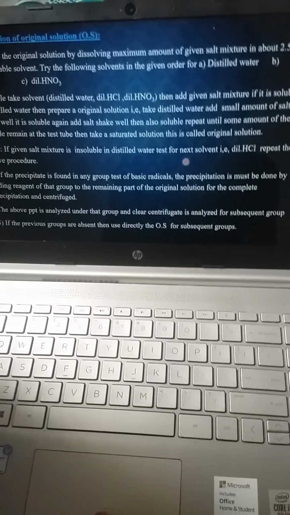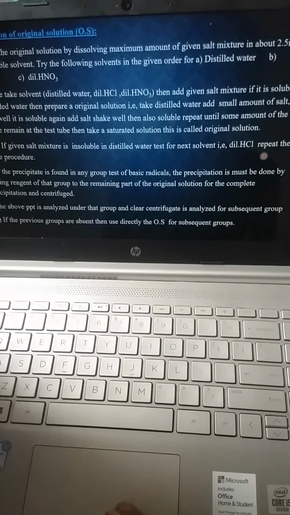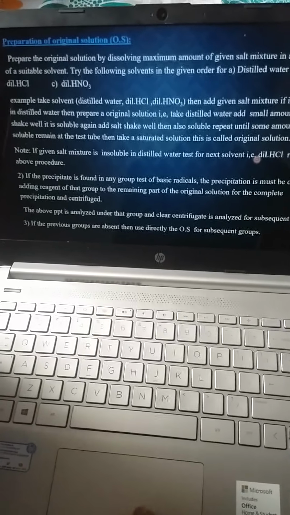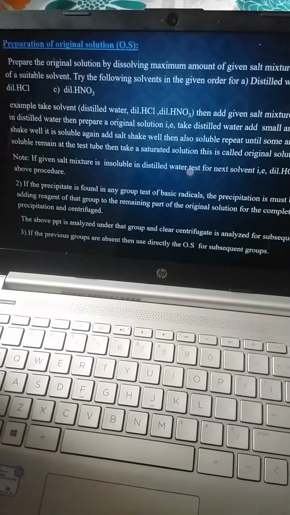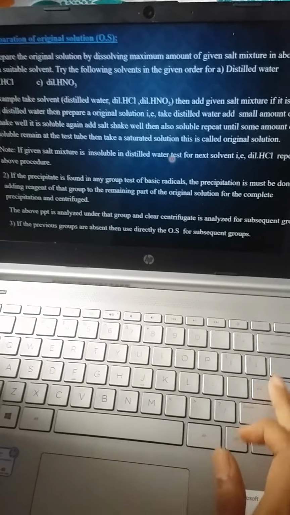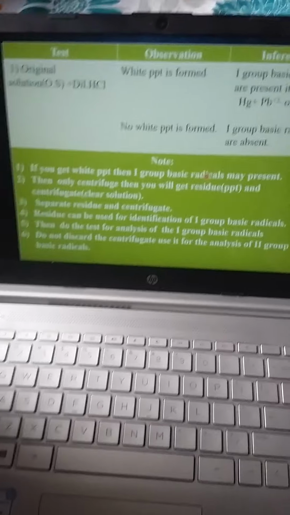you have to test for the next solvent, that is, you have to use dilute HCl. Then repeat the above procedure. So this is all about the preparation of the original solution. Next we will discuss the group detection steps for basic radicals.